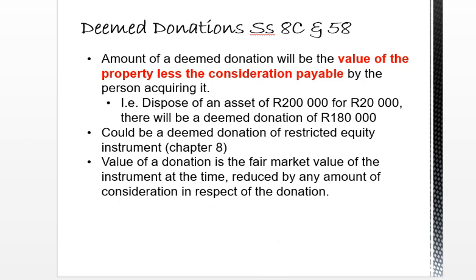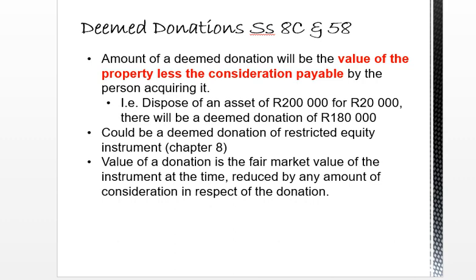So in other words, to understand this best, let's just use an example. If you dispose of an asset which has a value of 200,000 and you dispose of it for 20,000, so you donate it to someone and you tell them that they only need to pay you 20,000 Rand, then the 180,000 Rand, the difference between the actual value and what you received, will then be a deemed donation. Okay, so it's basically the value of the property less the consideration payable.